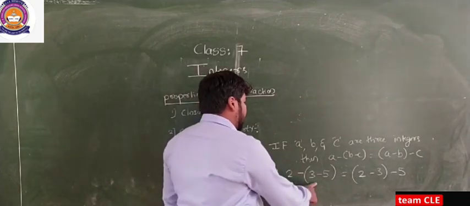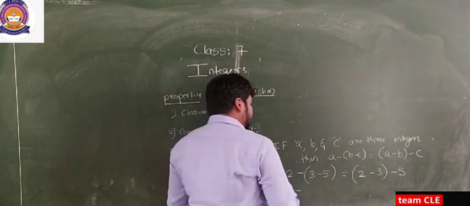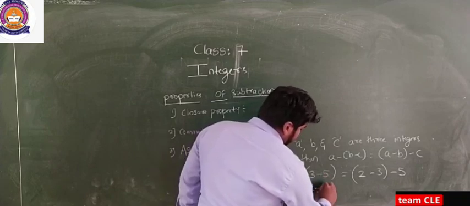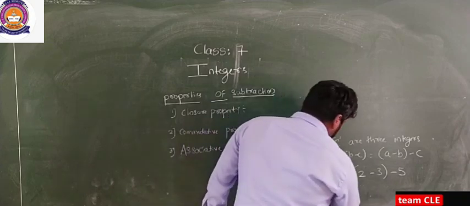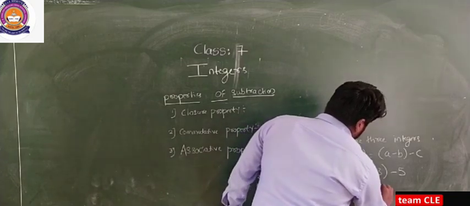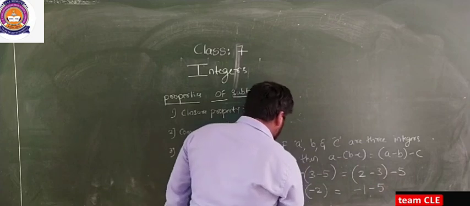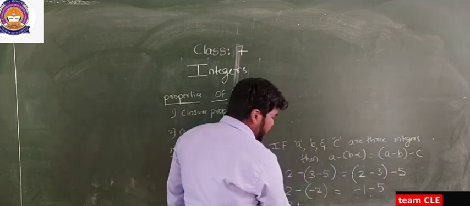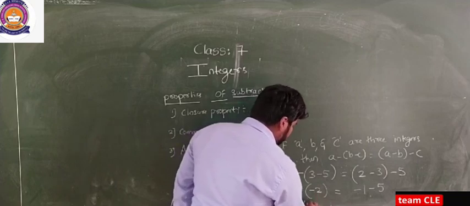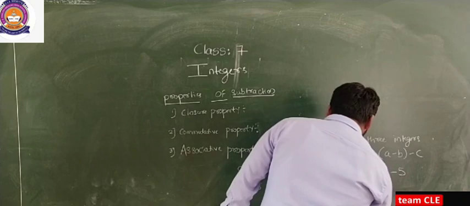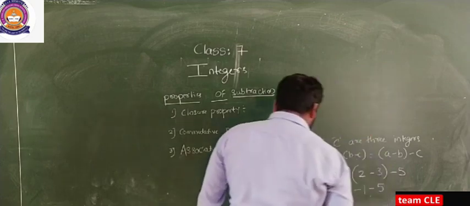First we will solve the bracket, that is 5 minus 3 which is equal to 2, and by seeing the greater number sign we keep this sign, it is minus 2, which is equal to 2 minus 3, which is equal to minus 1, and minus 5. So 2 minus into minus is plus, 2 plus 2 which is equal to 4, and this is minus 1 and minus 5 which is equal to minus 6.